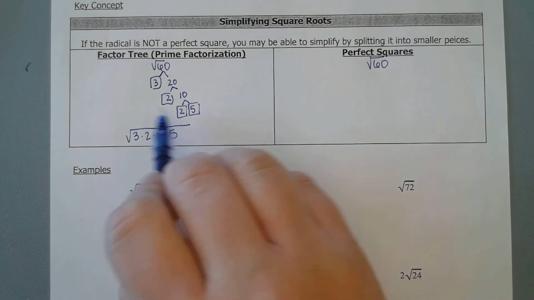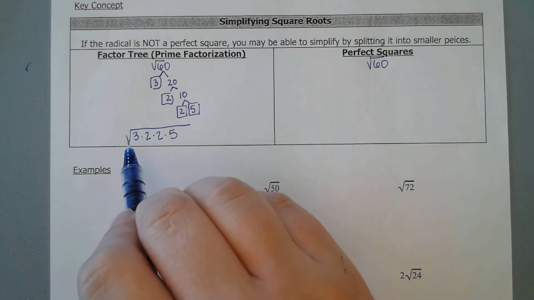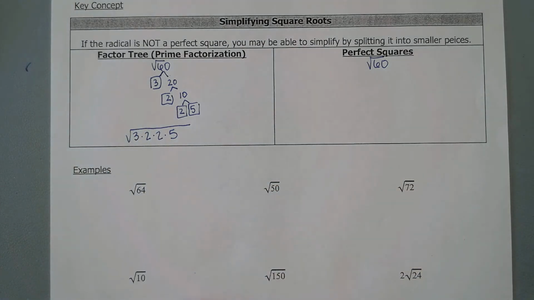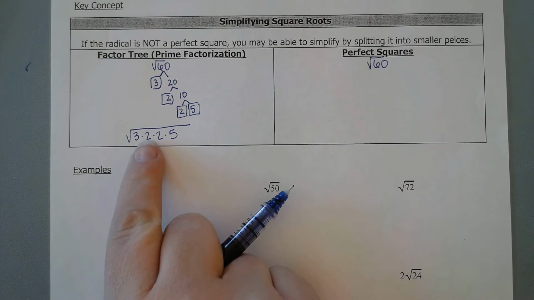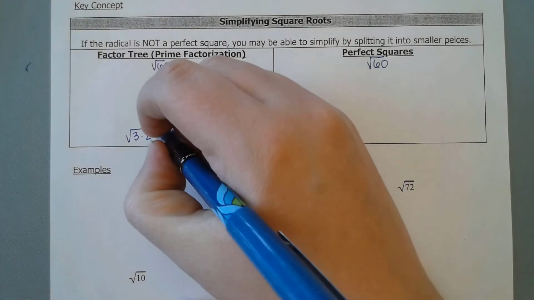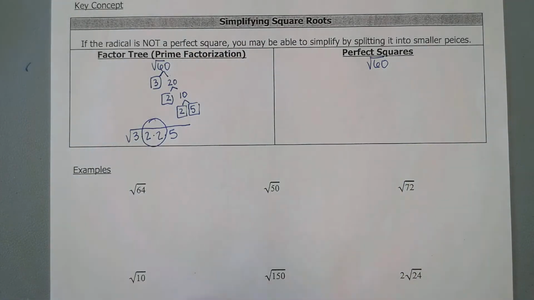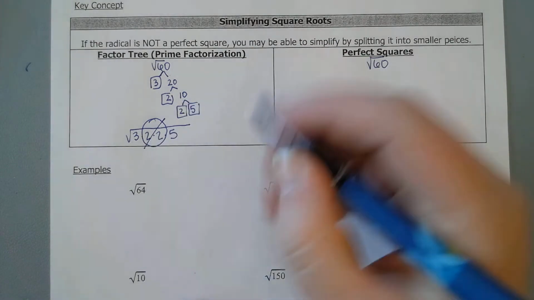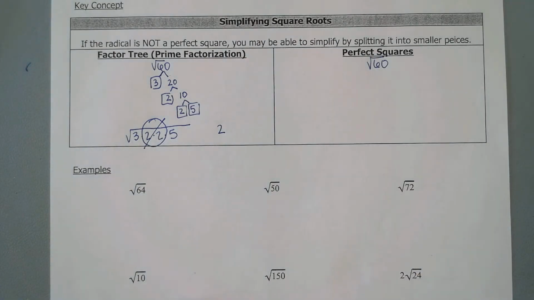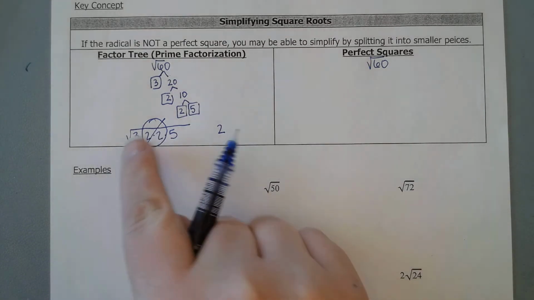Now what does square root do here? Square root takes perfect squares, or numbers multiplied by themselves, and turns it into one number. So if you look, I have two 2's here. The square root will cancel that out and turn it into a solid 2, because the square root of 4 is 2. Now what happens to the 3 and the 5? They're left over.